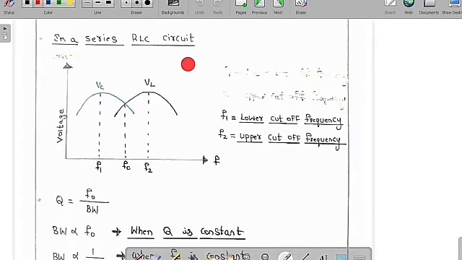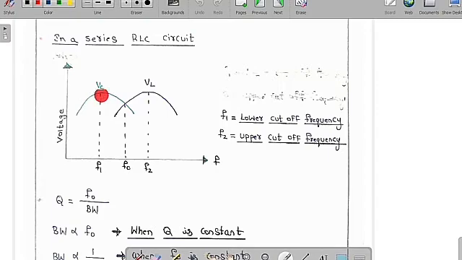Suppose you take a series RLC circuit, and you draw the voltage across the capacitor and the voltage across the inductor with respect to frequency. You are going to get this relation. For a series RLC circuit, I have already told you, for a frequency less than F0 the circuit is leading in nature, but for a frequency greater than F0 the circuit is lagging in nature. So because of that, here it is leading.